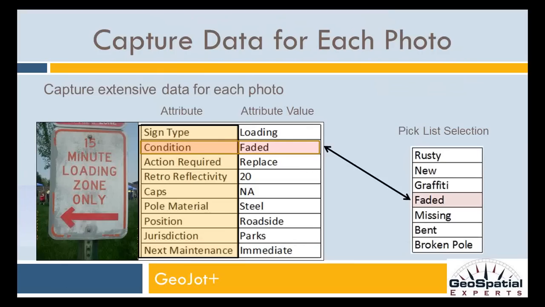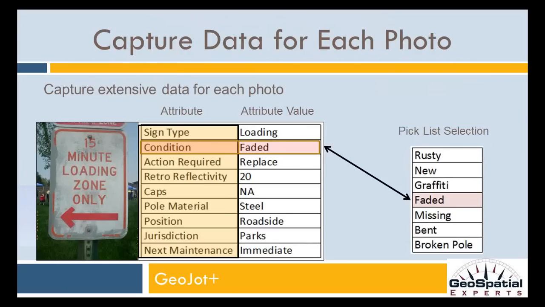Now let's look at field data collection, data attributes, and the attribute values we want to collect. So here we have, number one, a photo of the sign, loading zone in this case, that we've collected in the field, and a column of attributes and their assigned attribute values. In this case we have sign type as the attribute, loading is its value, condition is the attribute, faded is its value, action required, and the attribute value is replaced.